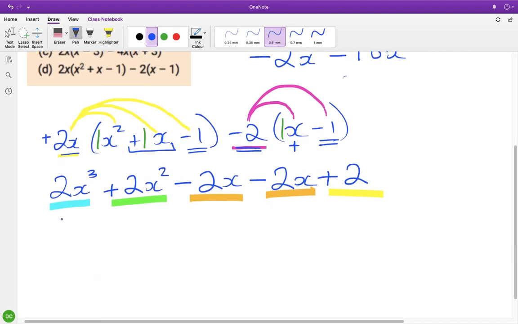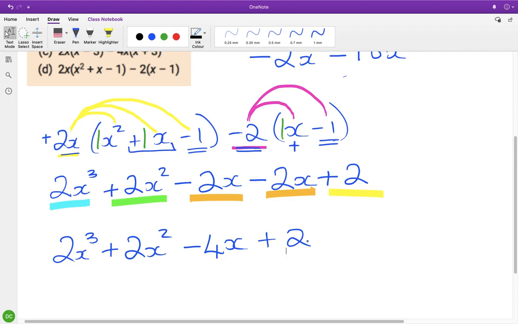Okay, so can't do anything with the x cubed because it was on its own, so just rewrite it. Can't do anything with the x squared because it was on its own, so just rewrite it. Now, the x's. We have minus 2, minus 2. That's minus 4 is the total for the x family. And then this was on its own as well, so plus 2.